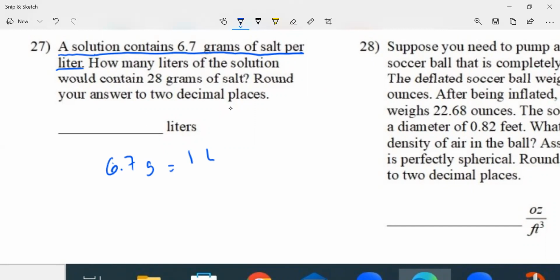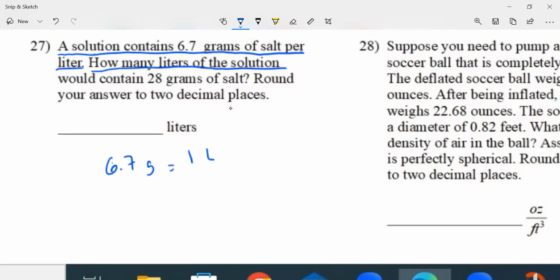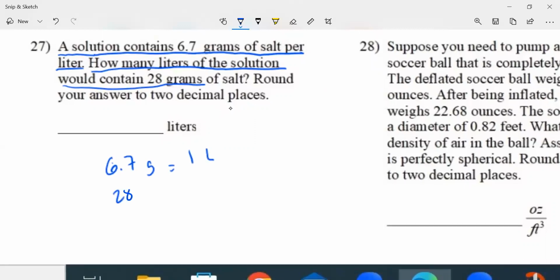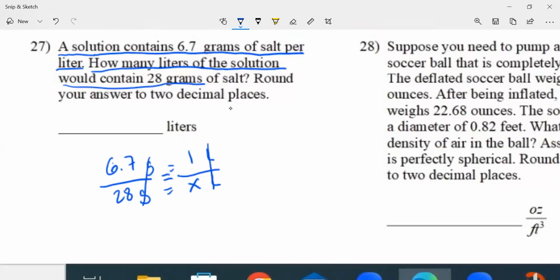Now, when we keep on reading, it says, how many liters of the solution will contain 28 grams? So then I'm going to say, well, 28 grams is equal to x liters, because it's saying how many liters. I have no idea. Interesting though is these two equations. Notice I put grams with grams, liters with liters. I'm just going to make a proportion, two fractions equal each other. The cool thing is that grams and liters, the measurements cancel out. So I'm just going to cross multiply.